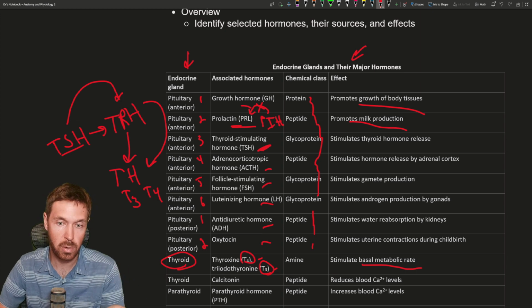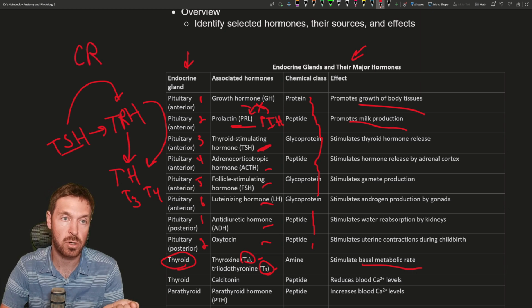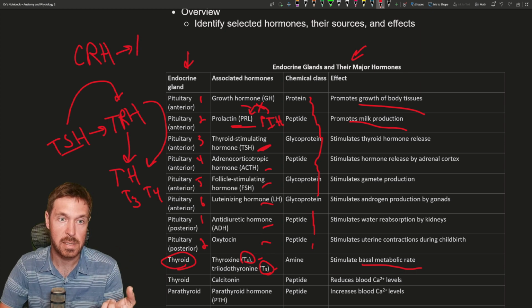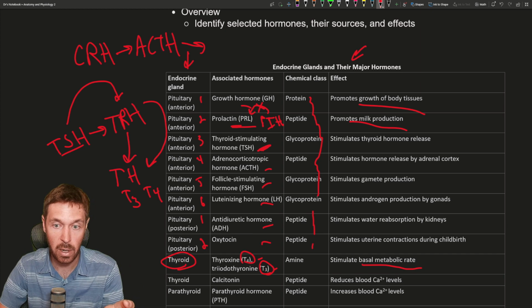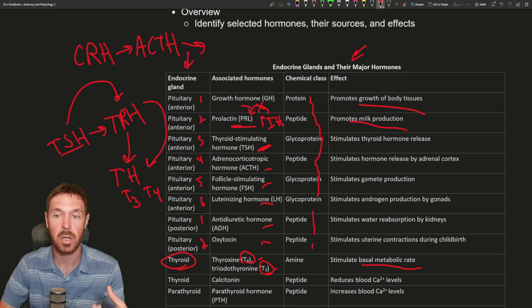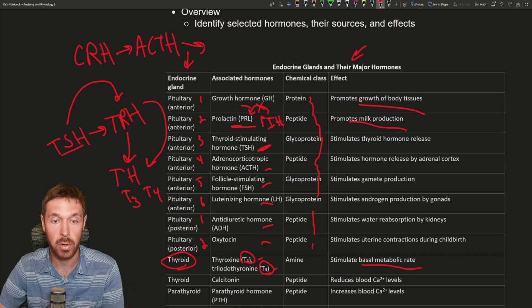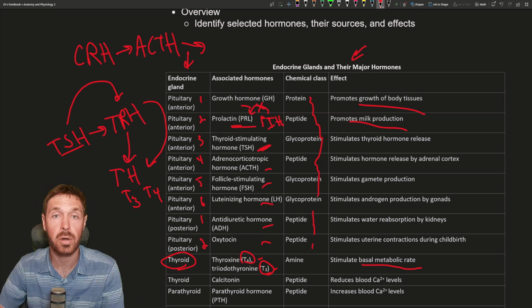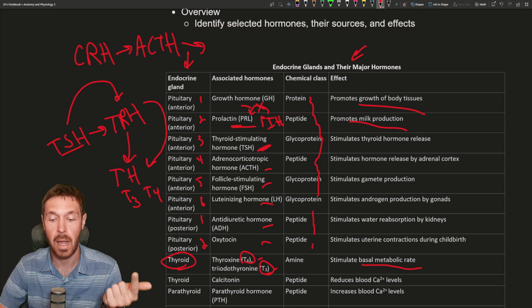So next up, we have adrenocorticotropic hormone. Corticotropic releasing hormone, CRH, causes the release of ACTH, which travels then to the adrenal cortex, so hence adrenocorticotropic hormone, to cause the release of your corticosteroids in your adrenal cortex. So those are your glucocorticoids, your gonadocorticoids, and your mineralocorticoids.